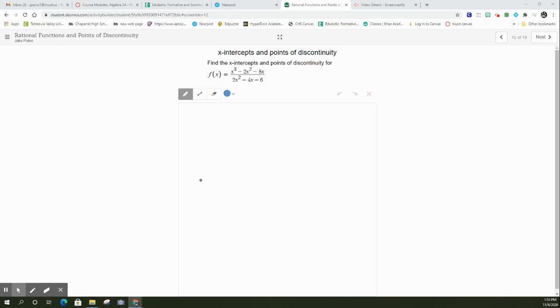All right, going to continue on with the next slide. So again, we have a rational function. We want to find the x-intercepts and points of discontinuity. So the first thing I need to do is factor both the numerator and the denominator.